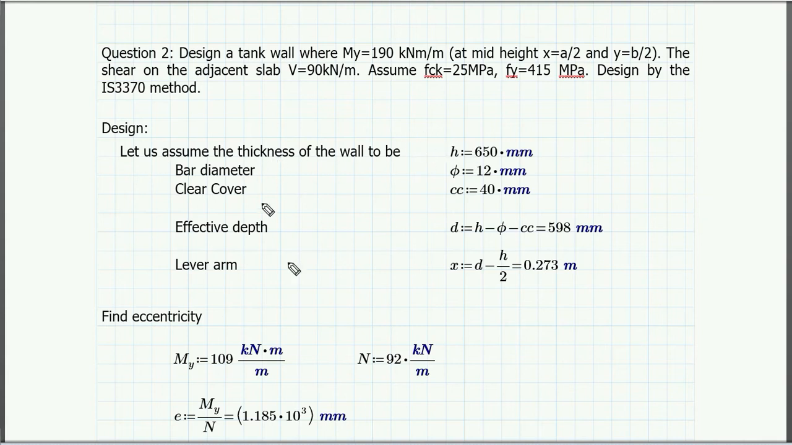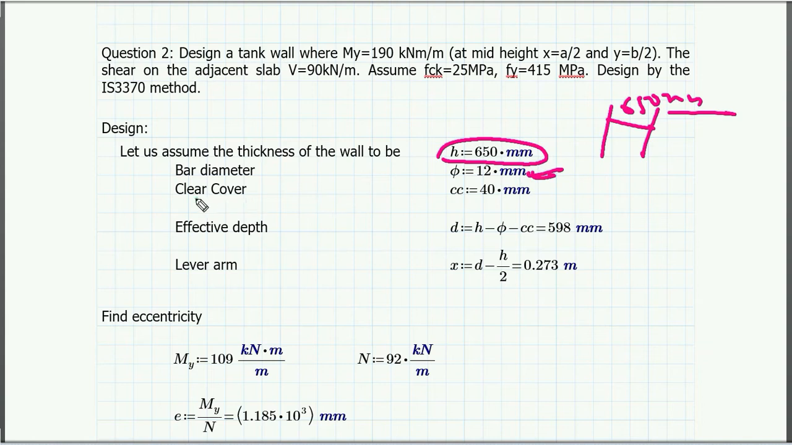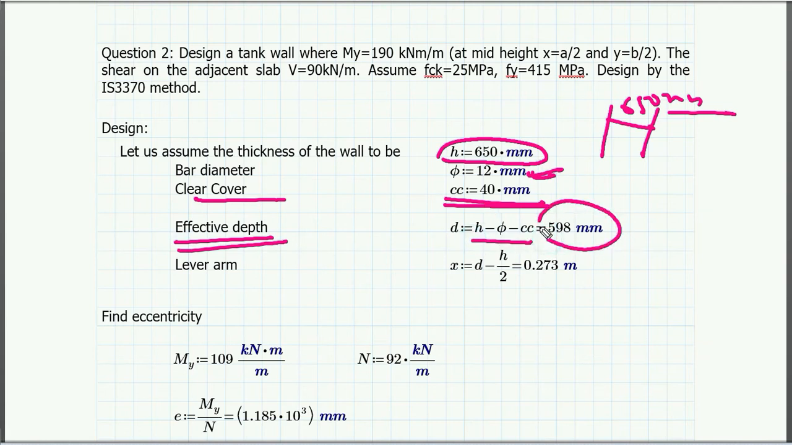Now let us assume that the thickness of the wall, h, is 650 mm, the diameter of the bars that we have assumed is 12 mm, and the clear cover, let us assume, is 40 mm. So what is the effective depth? Effective depth is equal to h minus 5 minus cc, which will give you 598 mm.